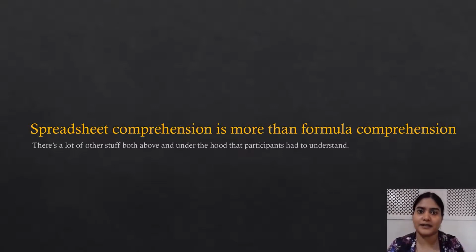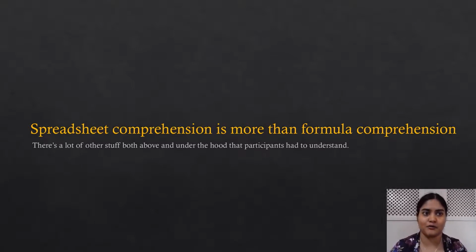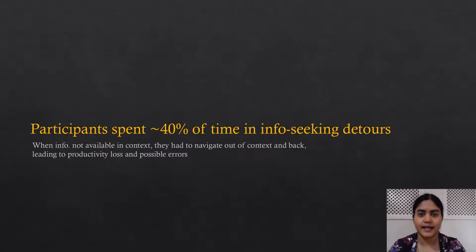There were a whole lot of other things that were hidden away. So there were data validation rules, conditional formatting rules, and even just all the formatting that was applied to a cell. So when we think about spreadsheet comprehension, we need to think about all these activities and not just about formulas. The second thing is that participants spent 40% of their time seeking additional information needed to understand their spreadsheet.